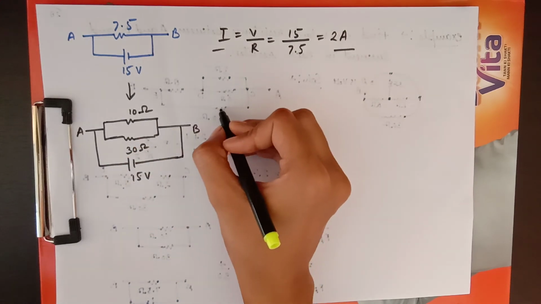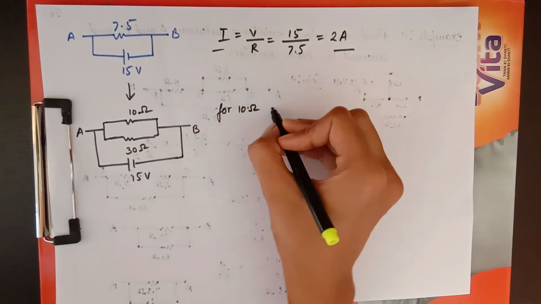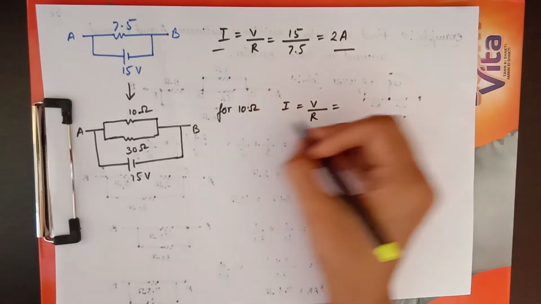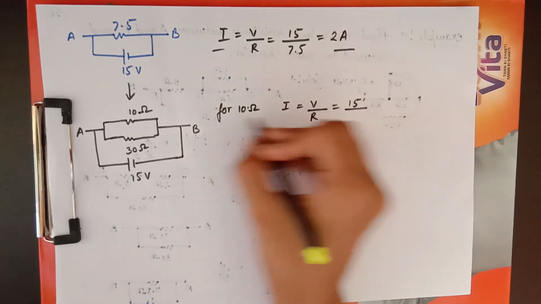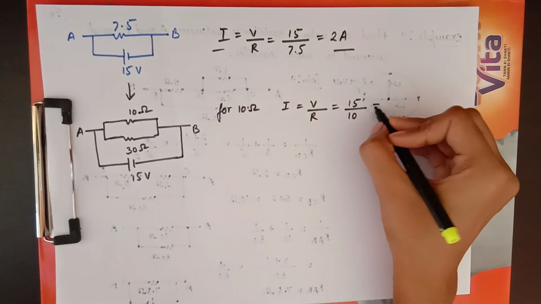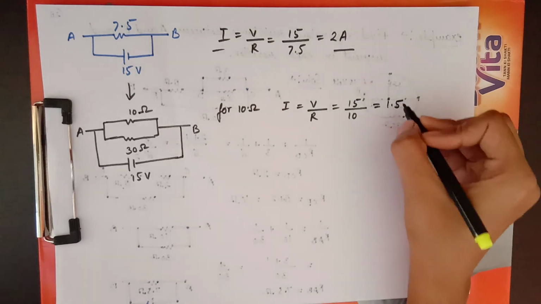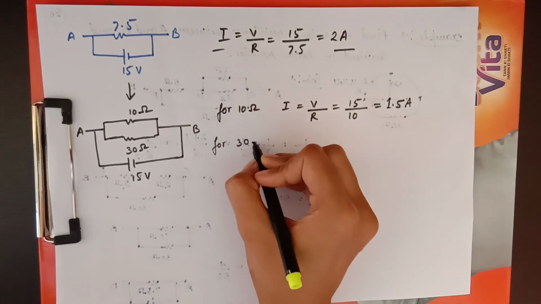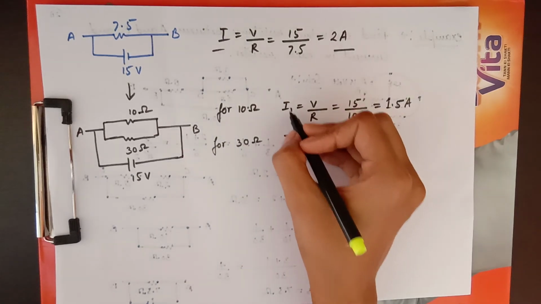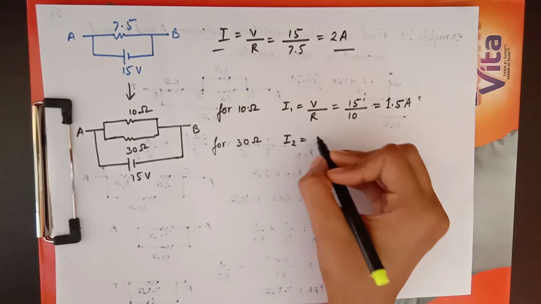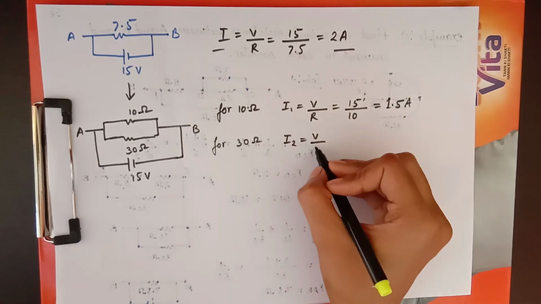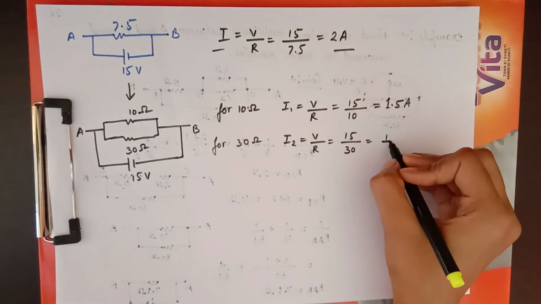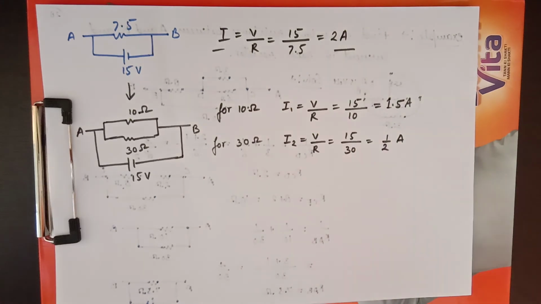So for the 10 ohm resistor, the current I will be equal to V divided by R, where V is 15 volt and R is 10 ohm. So it comes to 1.5 ampere. And for the 30 ohm resistor, I write the current as I2, and for 30 ohm the current comes out to be 15 divided by 30, or 1/2 ampere.